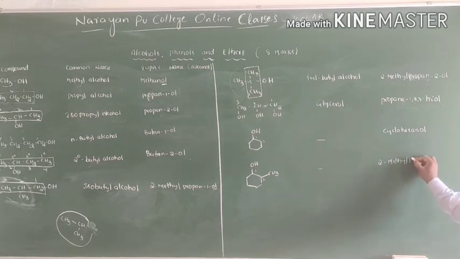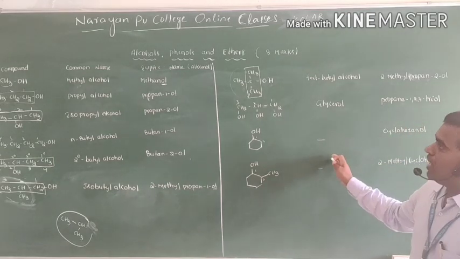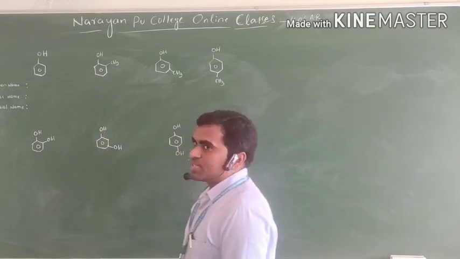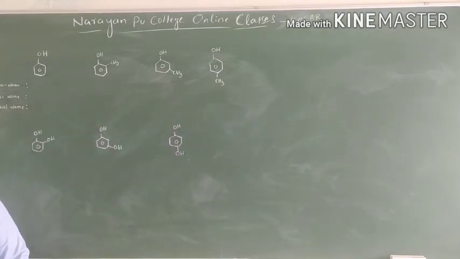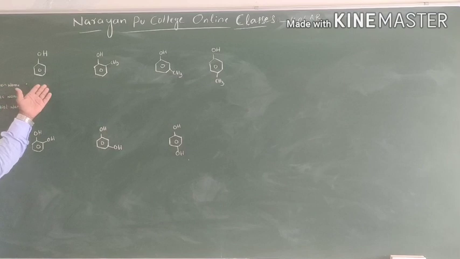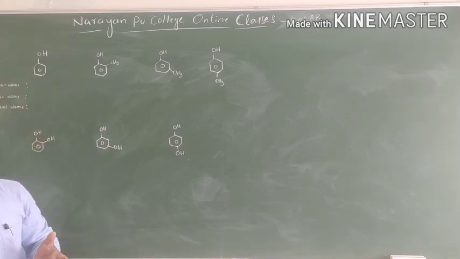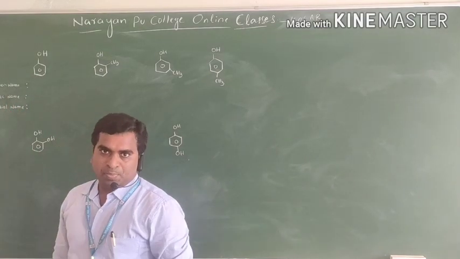2-methyl cyclohexane. These are the IUPAC names and common names of the alcohols. Next one is IUPAC nomenclature of aromatic alcohols. The first one here, for monohydric aromatic alcohols, the common name and IUPAC name are the same.